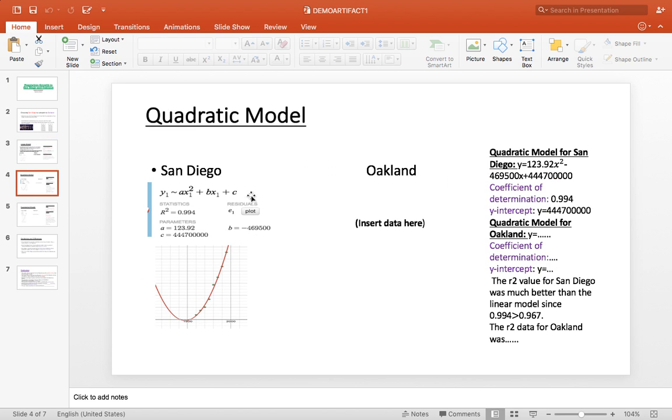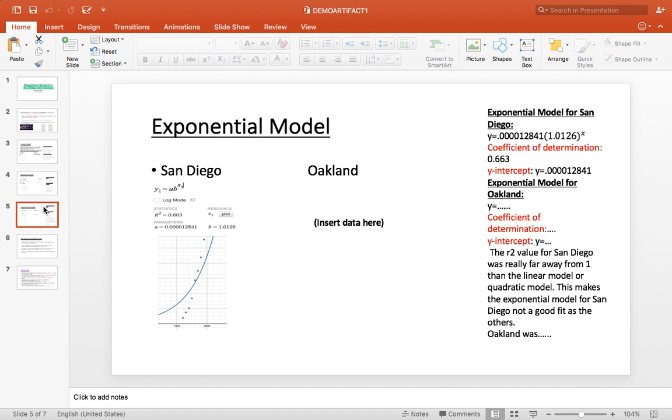And here is my quadratic model. So here I took a separate screenshot for my San Diego quadratic model, and then I didn't do Oakland, but that's because you will be doing that work. I talked about coefficient of determination, all of that. My exponential model, I did the same thing.